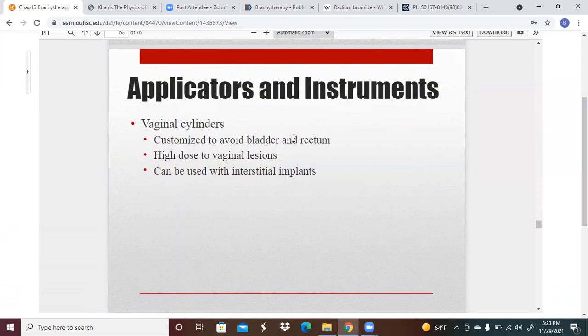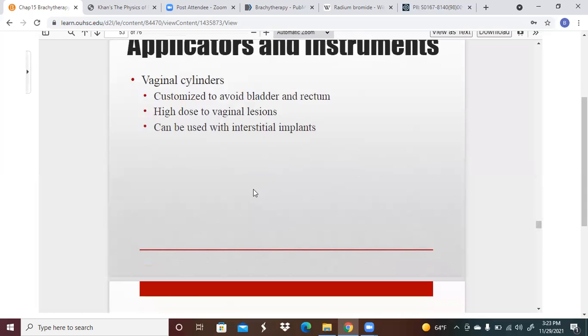Vaginal cylinders are customized to avoid the bladder and the rectum, and deliver a high dose to vaginal lesions, and can be used with interstitial implants. The cylinders were usually a lot easier than the tandem and ovoids, usually a lot quicker to plan because you don't have to worry so much about the ring or the ovoids in addition to the tandem.